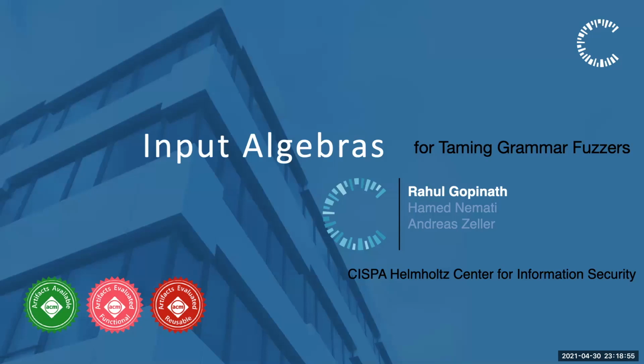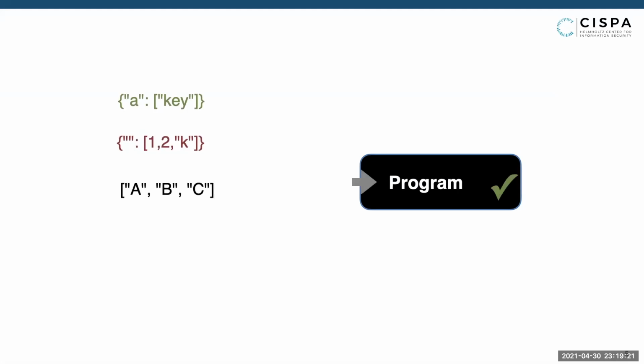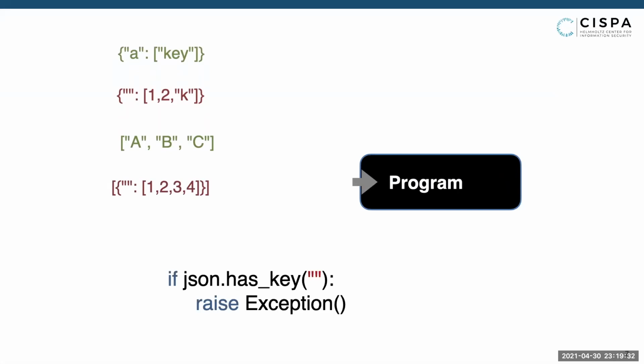Today, I am going to talk to you about how to tame grammar fuzzers to generate precisely what you need. To set the stage, let us take a look at what fuzzers do. During fuzzing, we feed random inputs to a given program and check the program behavior. If it crashes, then we know that we have hit a likely bug. Here is another input that is accepted by the program. And here is another that crashes the program. From these cases, we can produce a hypothesis that this crash was caused by an empty key in an object.